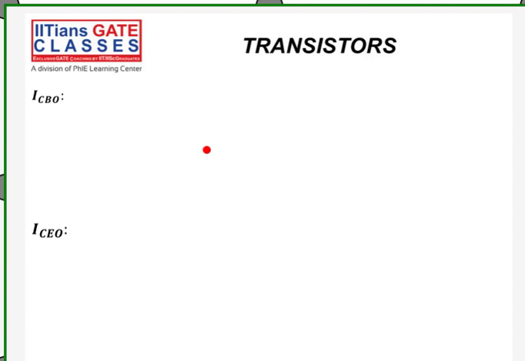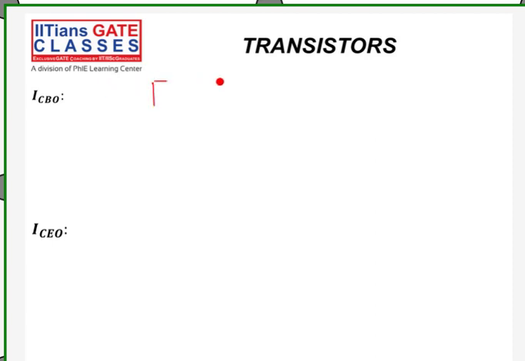Okay, let me start with this. So what I was talking about: ICBO and ICEO. So what is ICBO? ICBO, as the name suggests, is the collector to base current when the emitter terminal is opened.